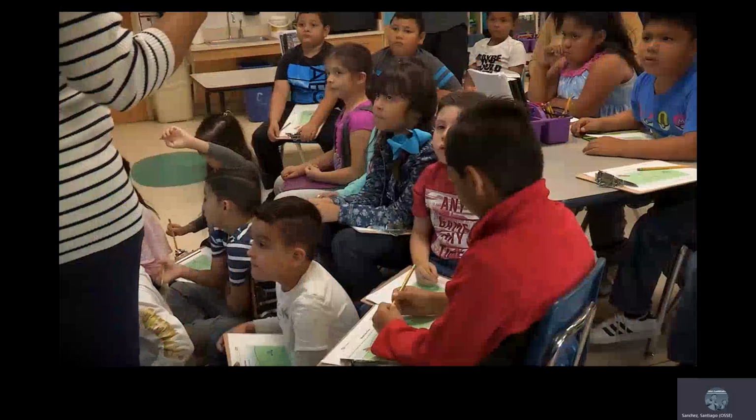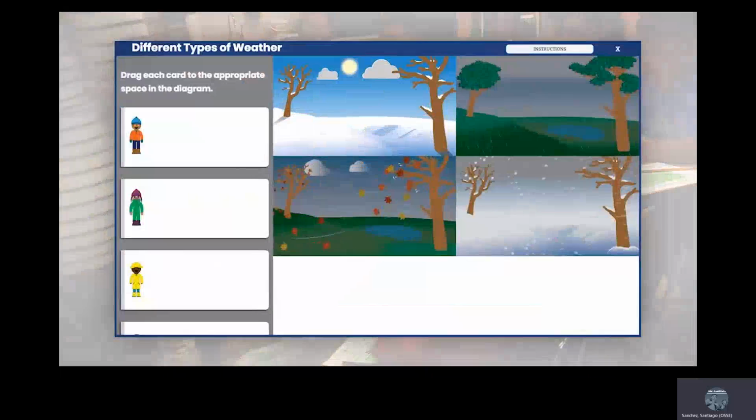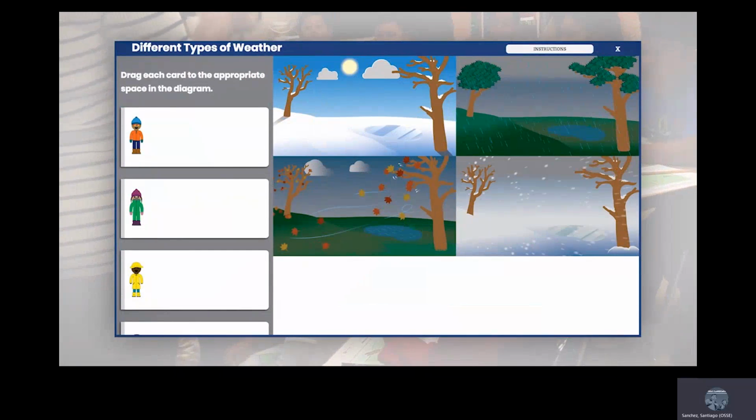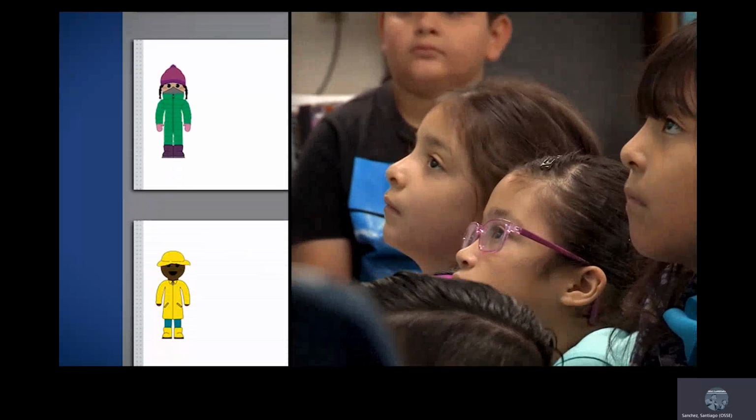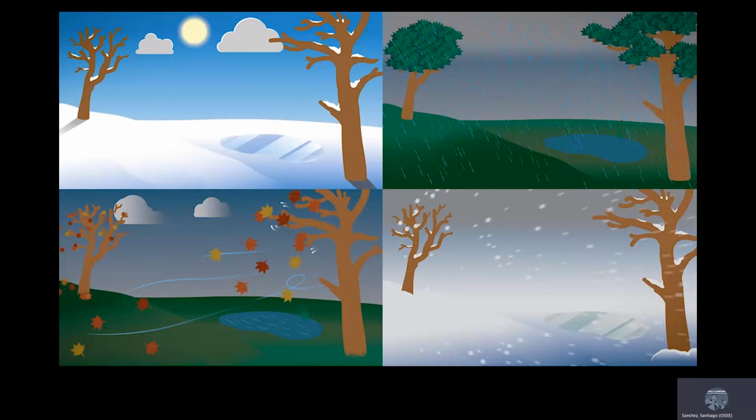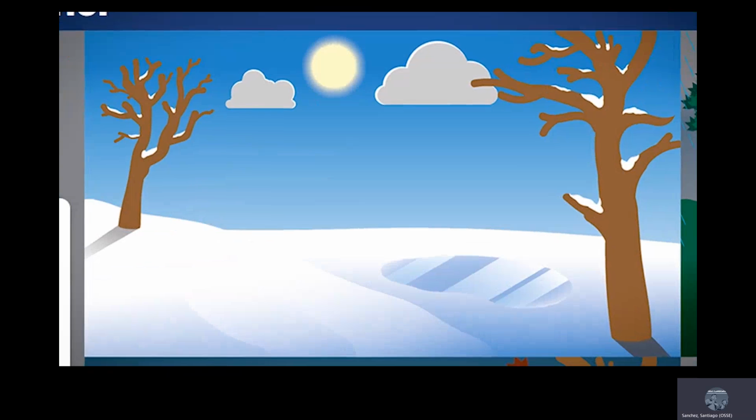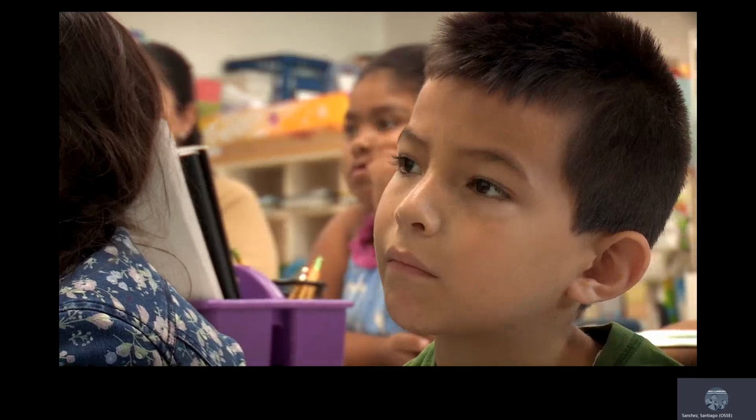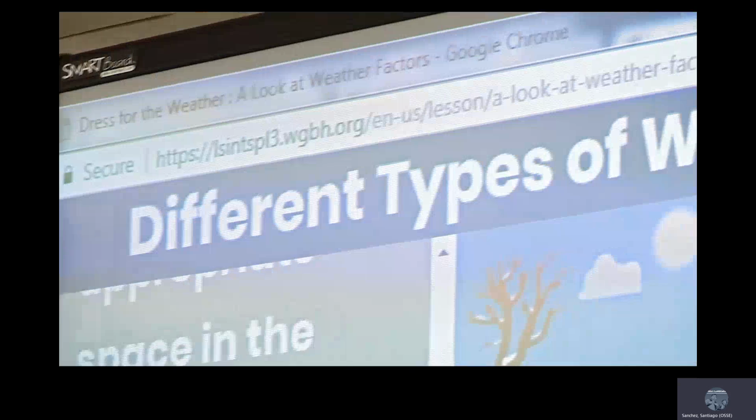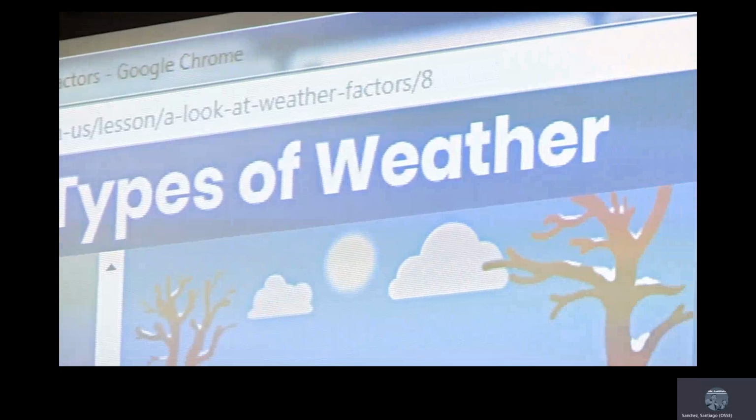Nice job. I have a different activity for you guys. Are you ready? So do you guys see these children here? They need your help. You're going to look very closely at the pictures and figure out which child goes where. You're going to be kind of like weather detectives. Someone can come up and drag.